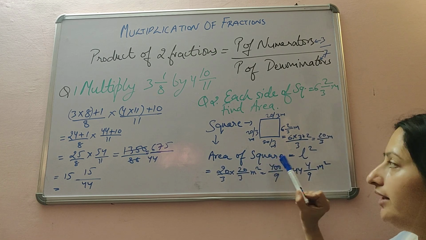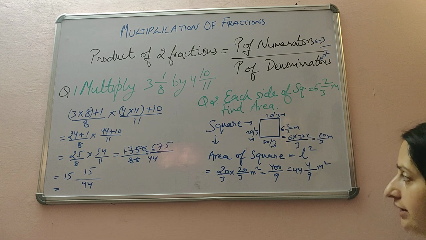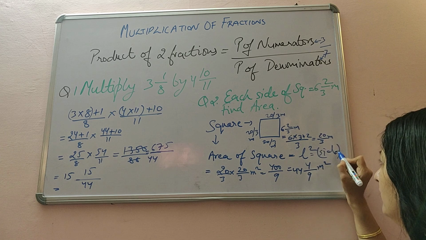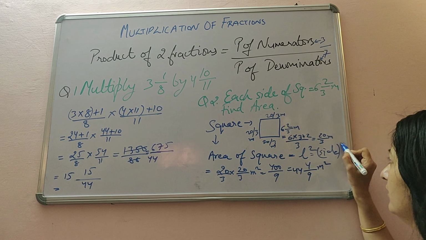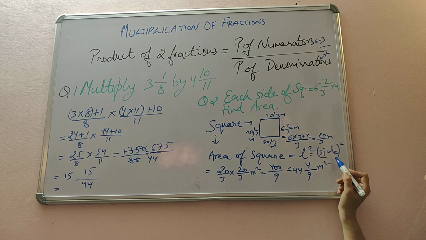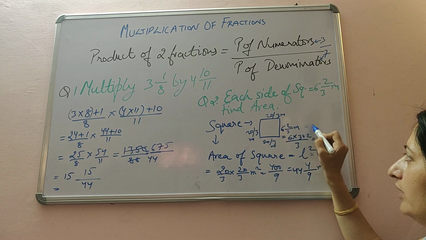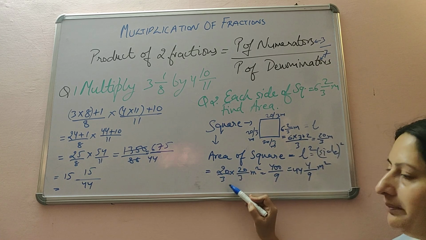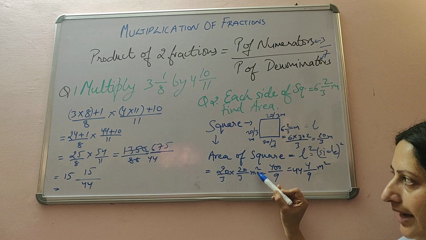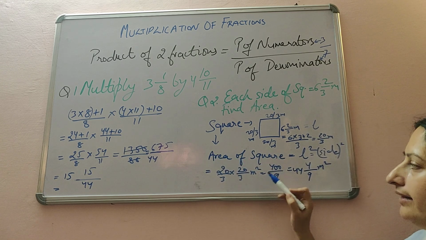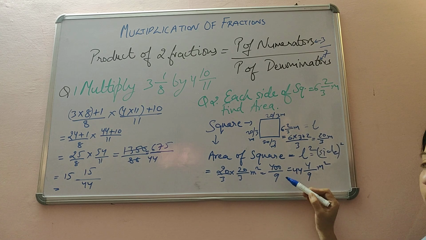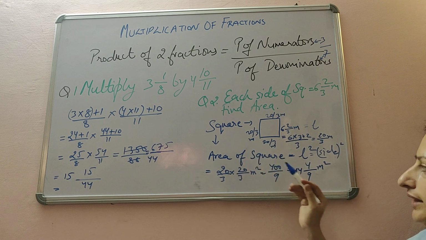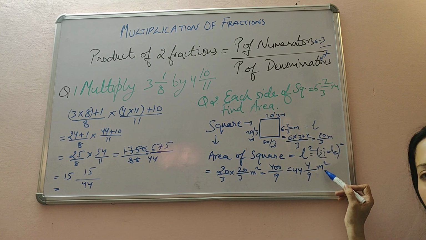Now area of a square, you know L square, which means side square. Here I have considered L as the side. If I take 6 2 by 3 meter equal to L, then the area is L square. So 20 by 3 into 20 by 3 meter square will become the area of this square, that is 400 by 9, which can be written as 44 4 by 9 meter square. So the area of this square will be 44 4 by 9 meter square.